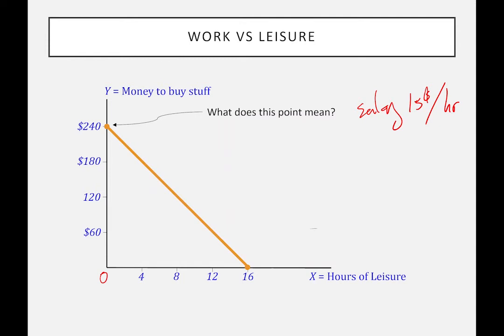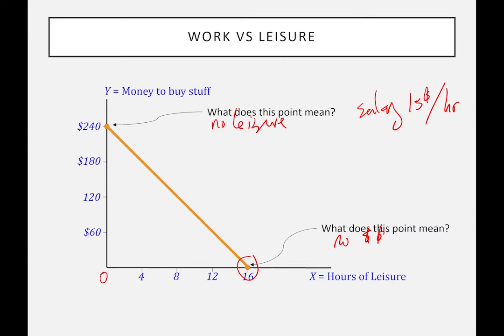I know that because if you take $15 an hour, you work for 16 hours, then you'd have $240. Now, another thing you could do instead is not work at all. So this is no leisure, and here is no money. So, and down here, you'd just be sitting at home watching TV or playing video games or something, but you wouldn't have any money to purchase.